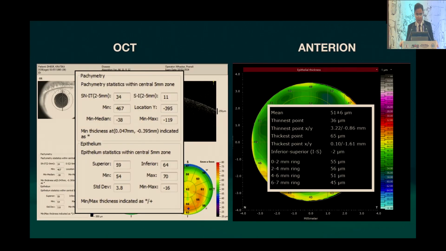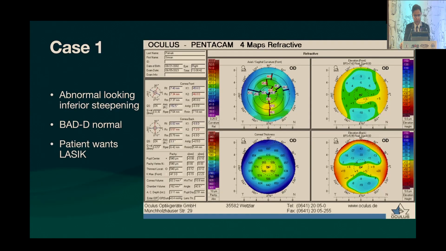So here we are just giving an example of the OCT thickness of the epithelium, which is all around 59, inferior 64, as seen on the OCT, and the anterior OCT-based measurement, where you can get almost the same reading for the central 2 millimeter, 5 to 6 millimeter, and 6 to 7 millimeter zones. So you can compare the two technologies which are there today. Now let's look at case number 1. You can see there is an inferior steepening.